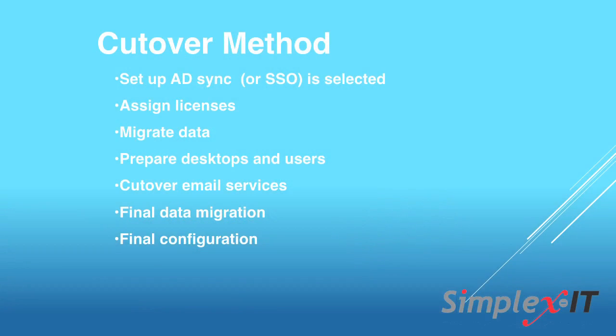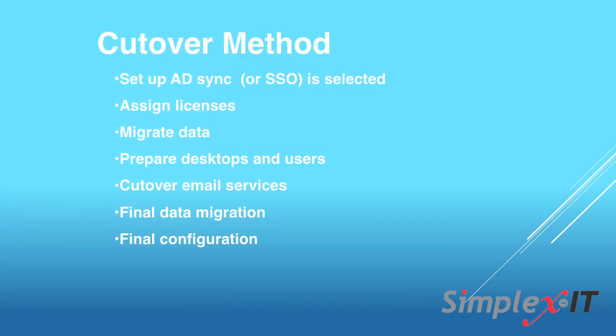Okay, so cutover migration. If you need to, so how do we go about this? Well, first of all, and again, we've done the preliminary work, so we've actually looked at the health, we've got the licenses, we've set all that stuff up. So now we want to set up the synchronization. And again, we can do this afterwards, but we can't do it in the middle. So we set up the synchronization or SSO if it needs to be. We then assign the licenses to the users. Again, all that can be done through the portal. And then we migrate the data.